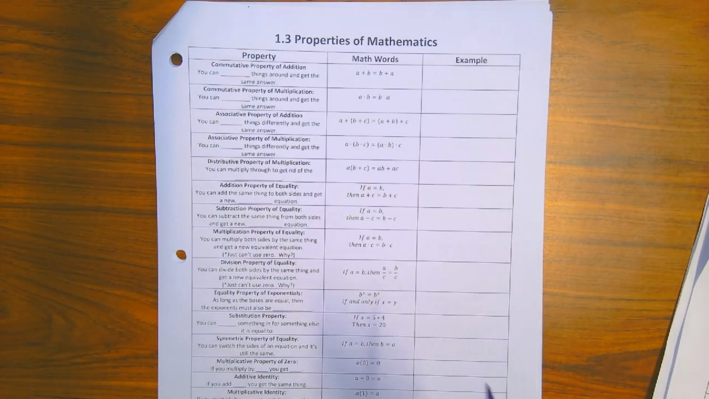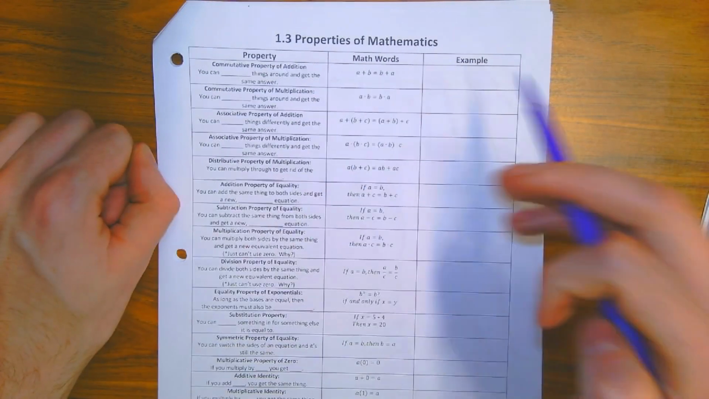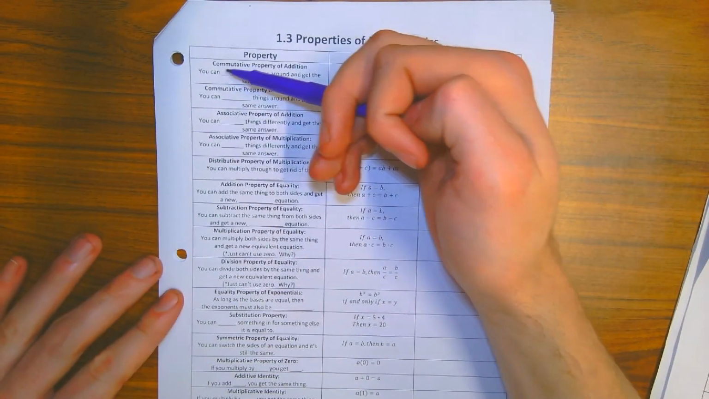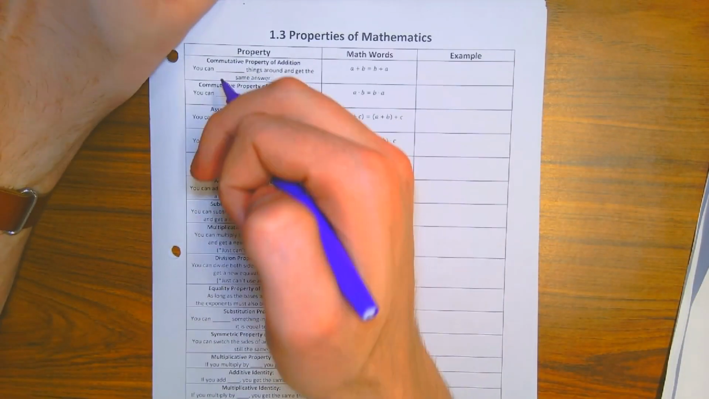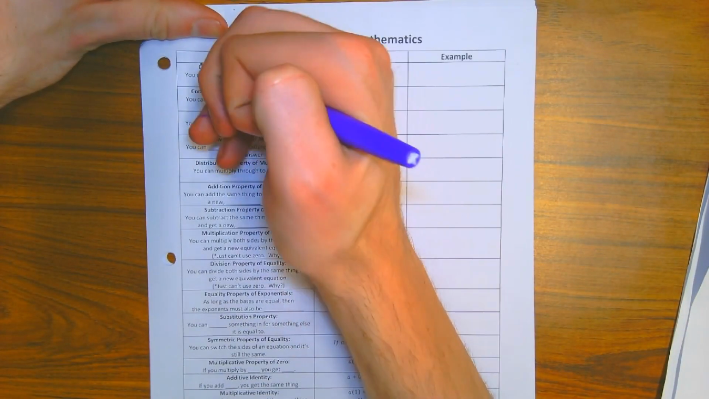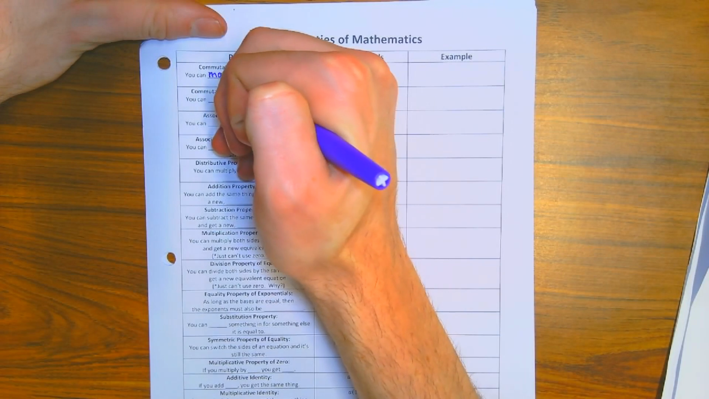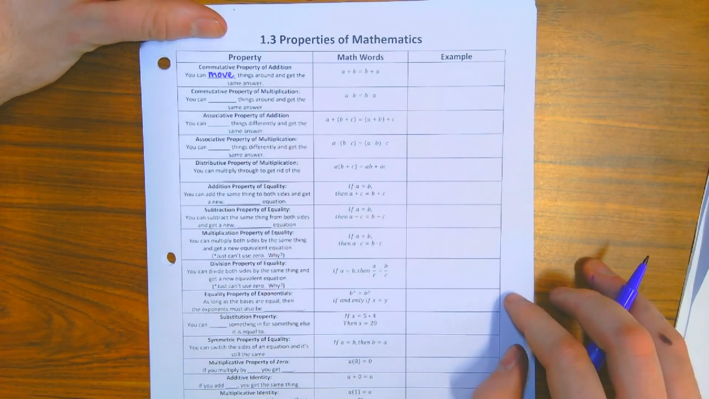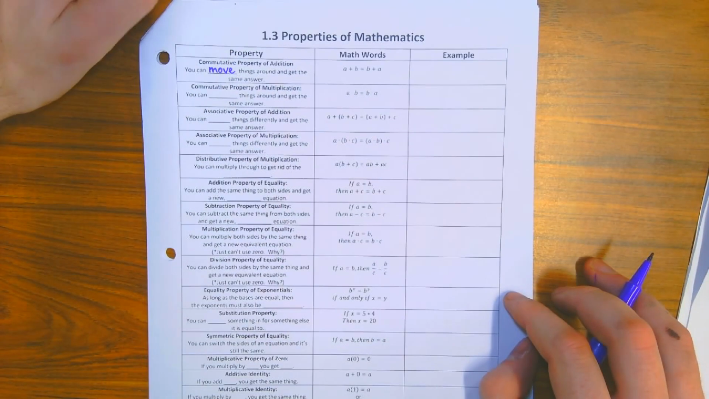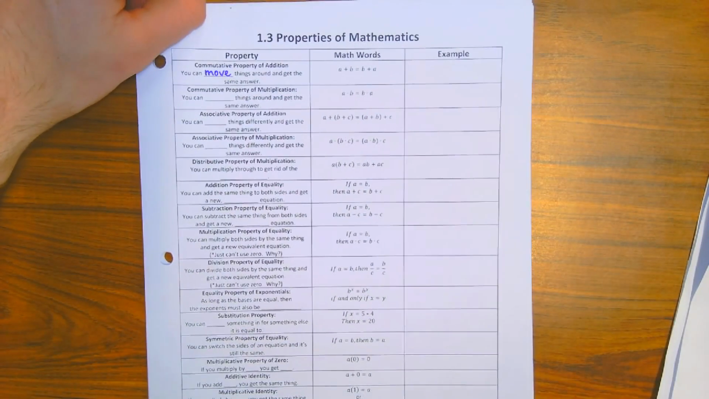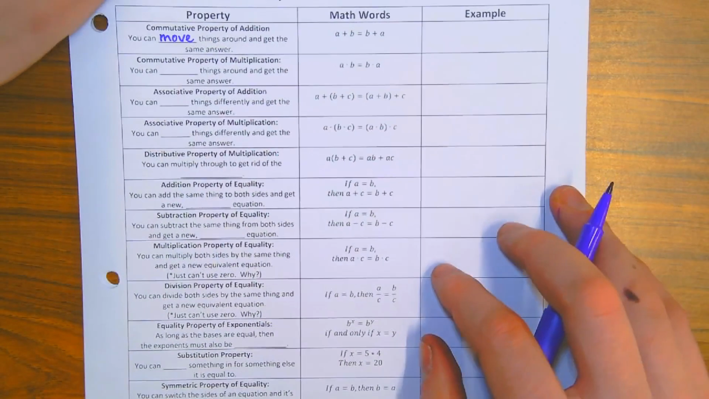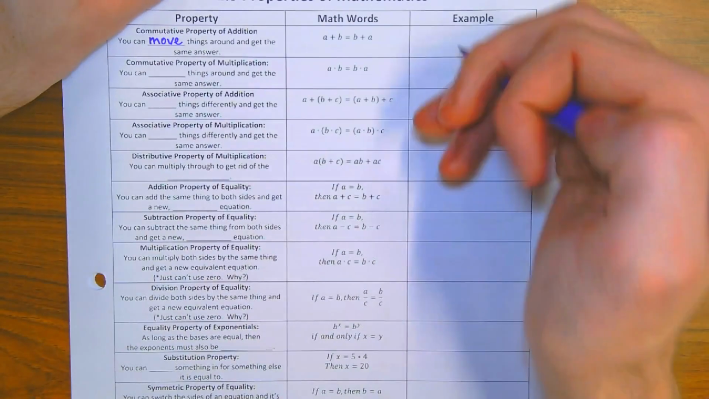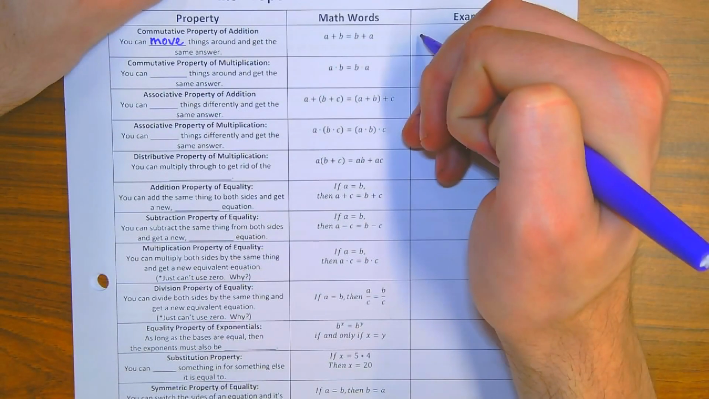Okay, so what we're looking for here is the commutative property of addition. The first thing you got to understand is what it means: you can move things around and get the same answer. Okay, and they use math words which say a plus b equals b plus a. I am going to use an example using numbers.